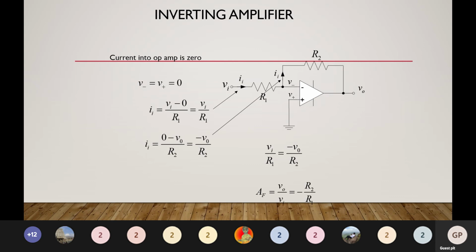So output is equal to minus of a factor times the input Vi, where the amplification factor is R2 by R1. So output is equal to gain times input. Gain is R2 by R1, and since it is an inverting amplifier, you'll have a minus sign in the final expression. So this is how an inverting amplifier will work.